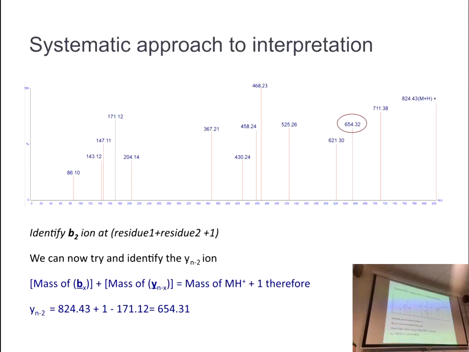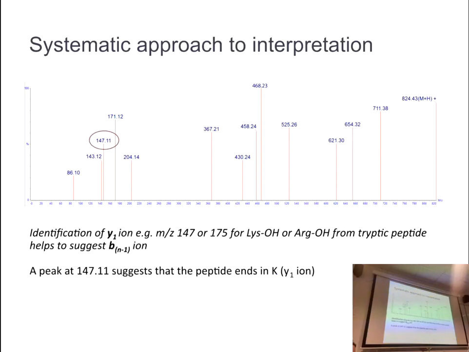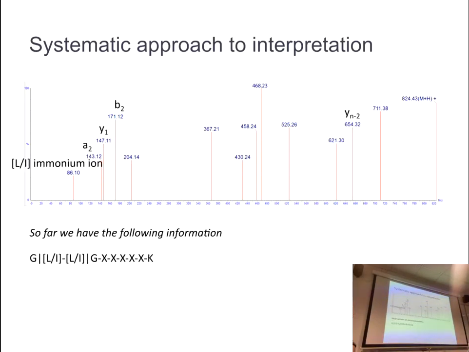Once we've got the B2 ion, we can then try to see, do we have a corresponding Y ion? Again, we do the calculation. This is the mass of the precursor plus 1 minus what we think is the mass of the B2 ion. 654.31, 654.32. Good, we're good. We're golden. And then again, it's a tryptic peptide. So this probably tells us that this is the Y1 ion and it's lysine. Okay, so we take a bit of stock. So now we think we've got something like this.